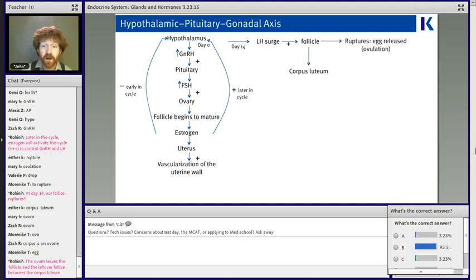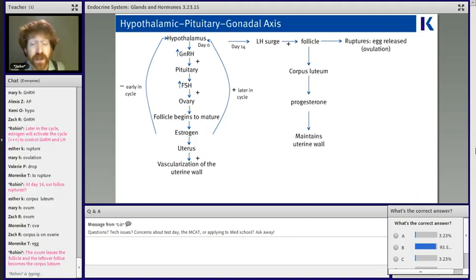All right, so now the follicle, as we said, ruptures. You get the egg, you get the corpus luteum. So the corpus luteum releases progesterone. So remember, estrogen establishes, using Mary's mnemonic, which I like, the endometrial wall.